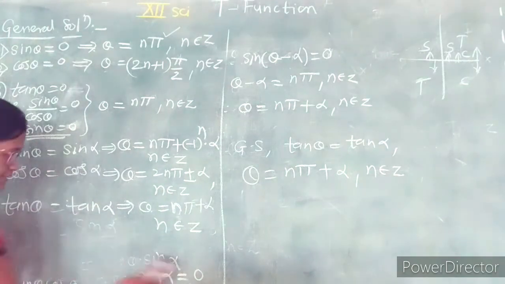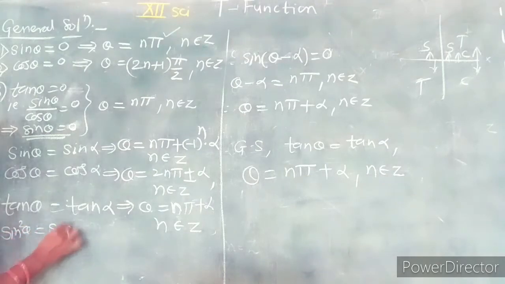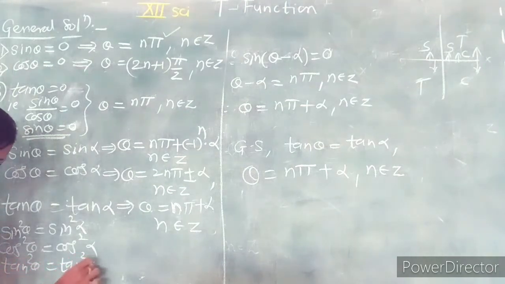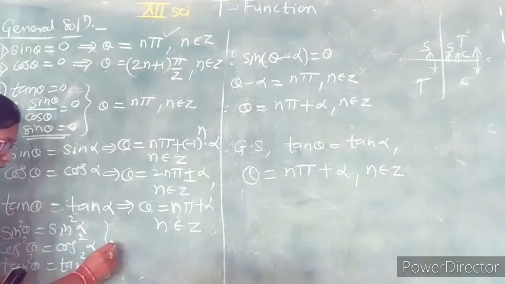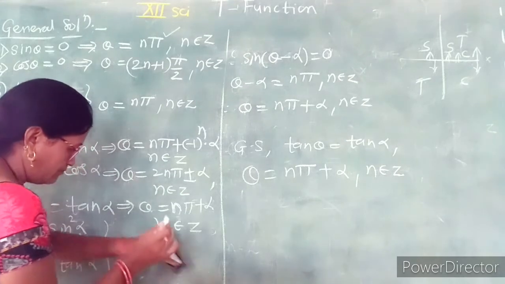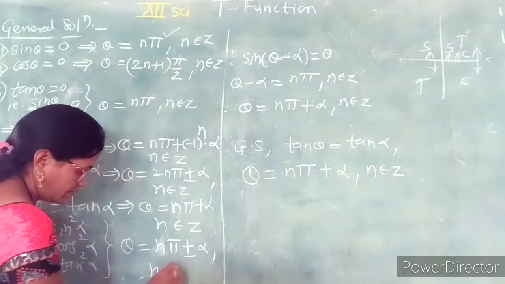Now we take the solution for the next trigonometric equations, numbers 7, 8, 9. These three results combine as sin square theta equal to sin square alpha, cos square theta equal to cos square alpha, and tan square theta equal to tan square alpha. All these three equations have a common solution: theta is equal to n pi plus minus alpha, where n belongs to Z.